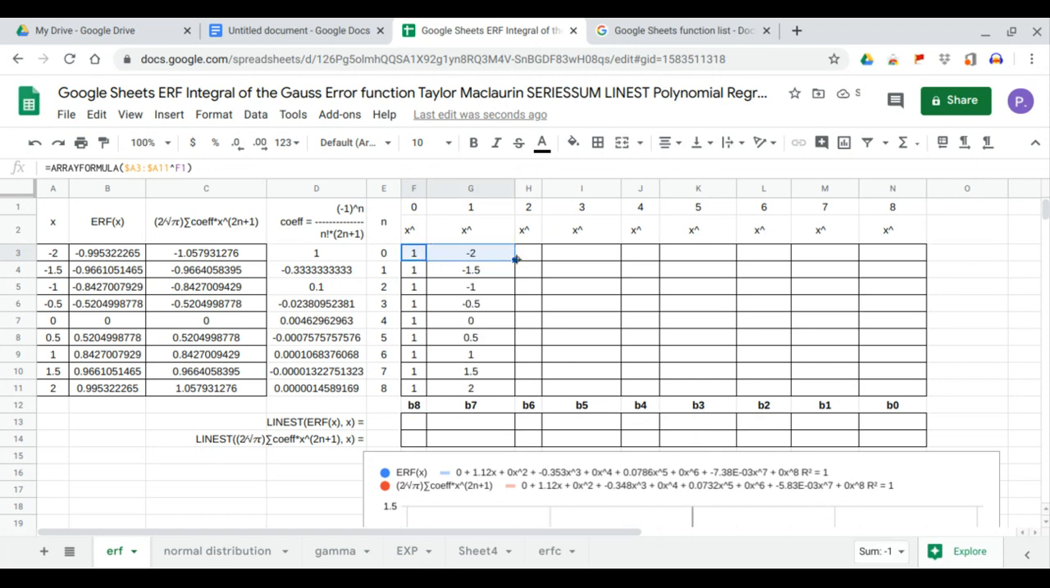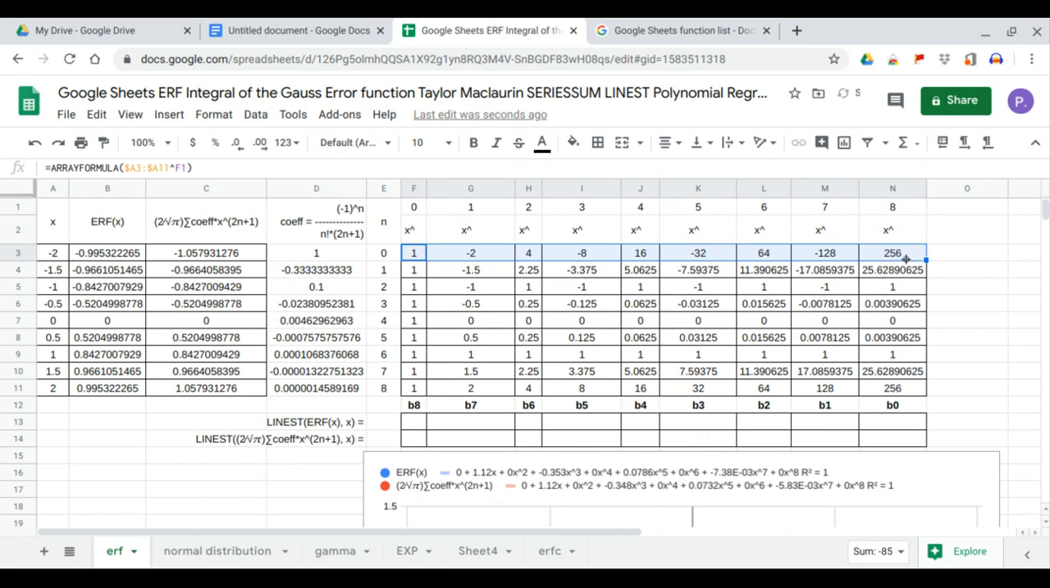Next, the x squared column. And the x cubed column. X to the fourth column. X to the fifth column. X to the sixth column. X to the seventh column. And x to the eighth column. We'll be using this later in the next video.